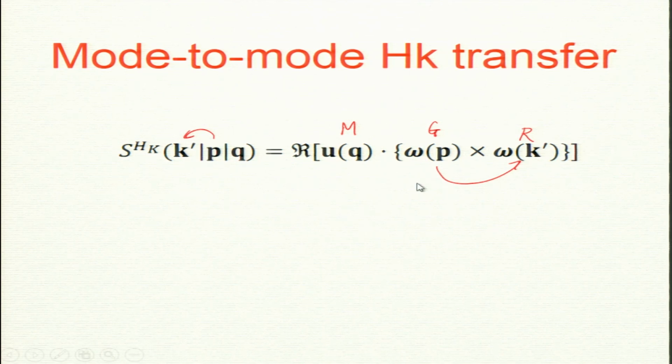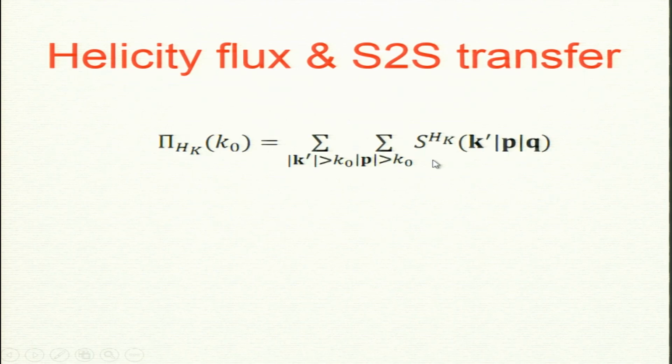Now, once I have mode to mode, I can compute various quantities like flux and shell to shell transfer. Flux will be useful for constructing phenomenology for helical turbulence, okay. So, let us compute flux. What is the flux? It is the usual helicity transfer from P to K prime, where P is a giver.